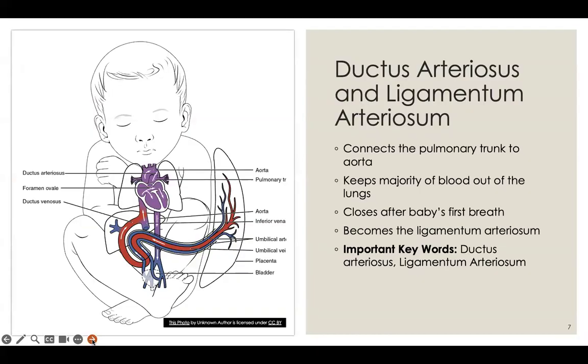Ductus arteriosus and ligamentum arteriosum. The ductus arteriosus is a small, short vessel that connects the pulmonary trunk to the aorta. Since the fetal lungs are non-functioning, most of the blood from the right ventricle is redirected through this vessel to the aorta. After birth, once the baby breathes, oxygen levels will start to rise, the ductus arteriosus tightens, and it eventually forms the ligamentum arteriosum.